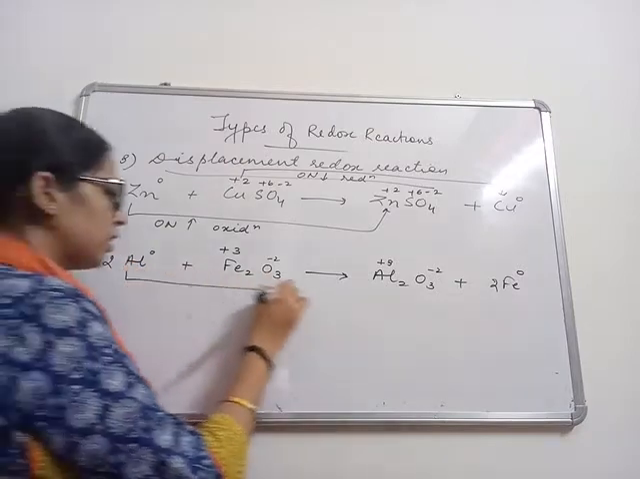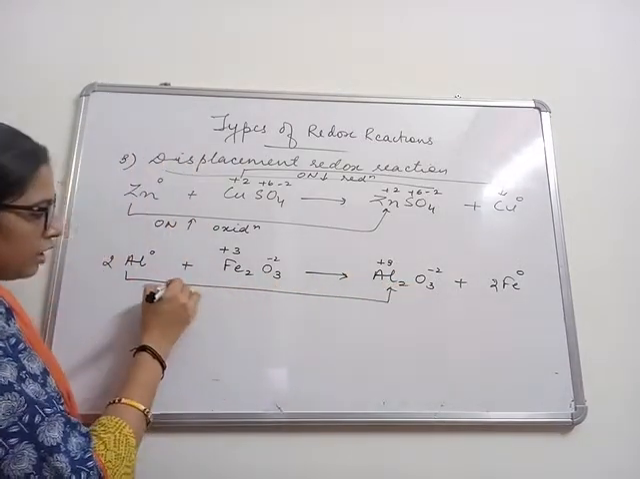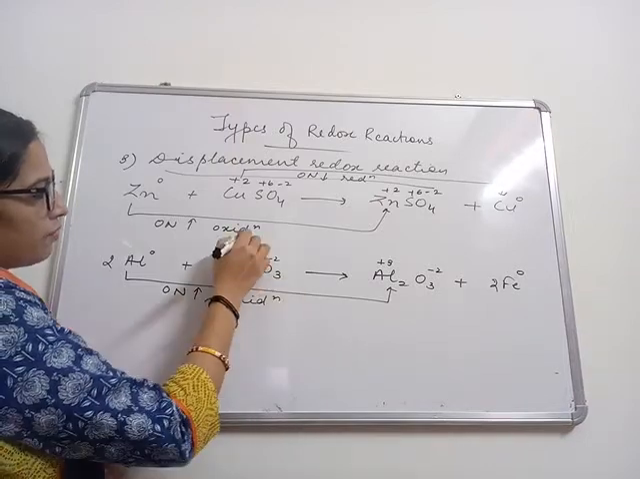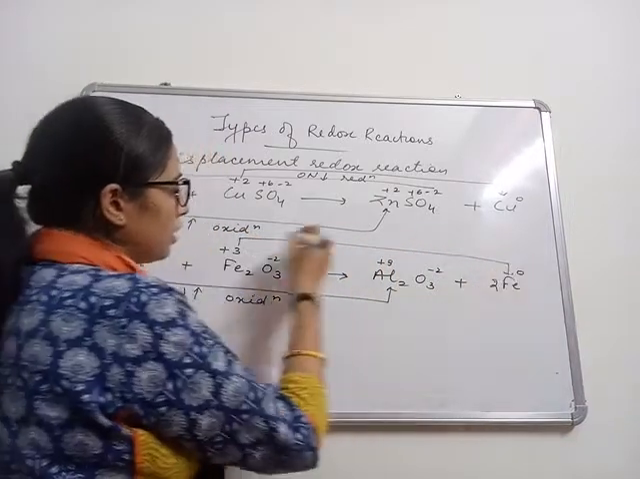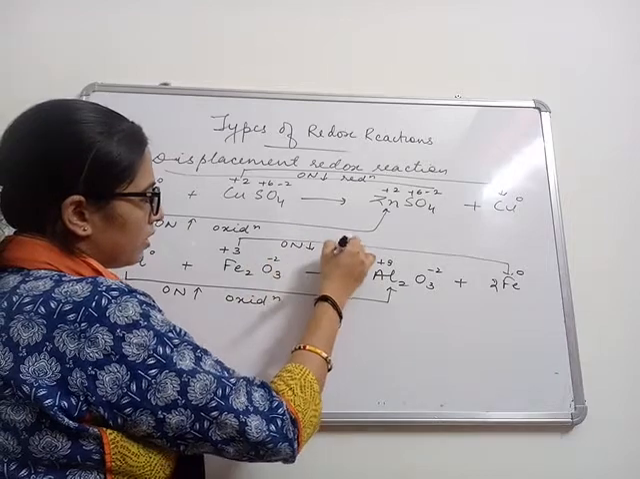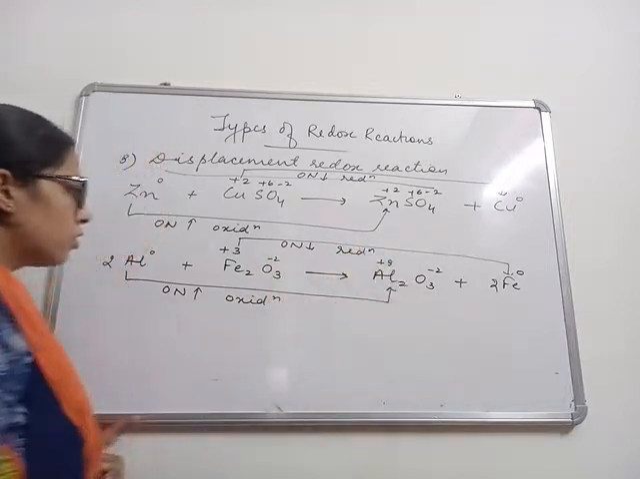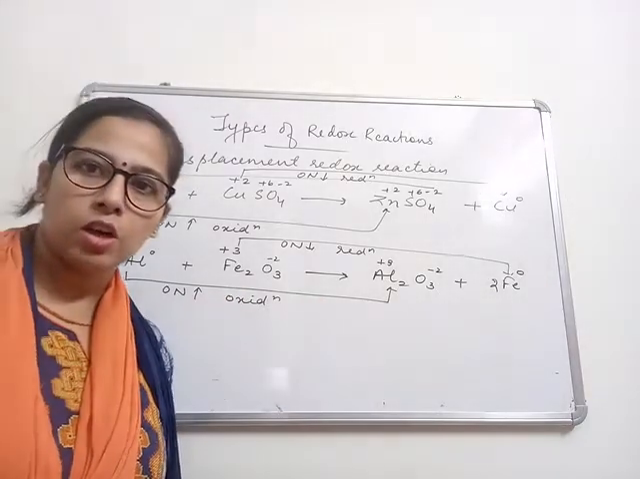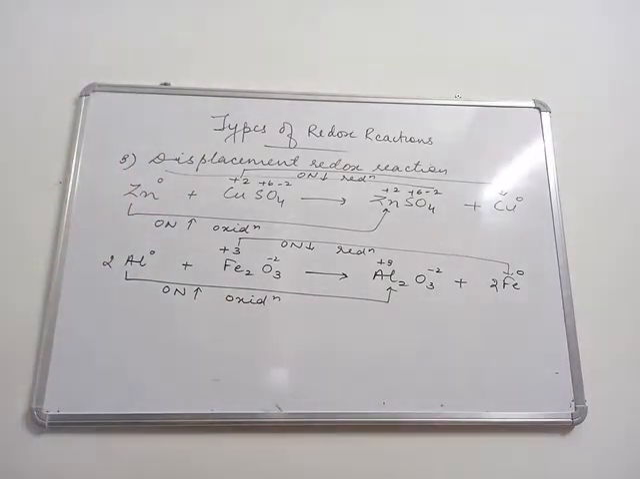So aluminium is changing from 0 to +3, that is, the oxidation number of aluminium is increasing, it undergoes oxidation. And Fe from +3 changes to 0, that is, the oxidation number is decreasing, it undergoes reduction. So it is a displacement. Aluminium is displacing iron from the salt, so it's called a displacement redox reaction. A more reactive metal displaces the less reactive from its solution, so it's called a displacement redox reaction.